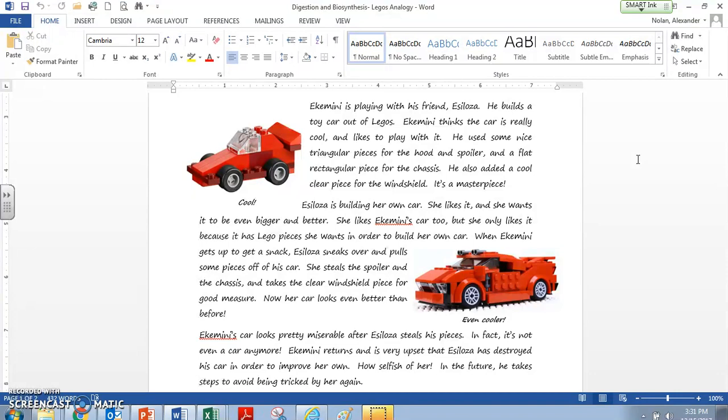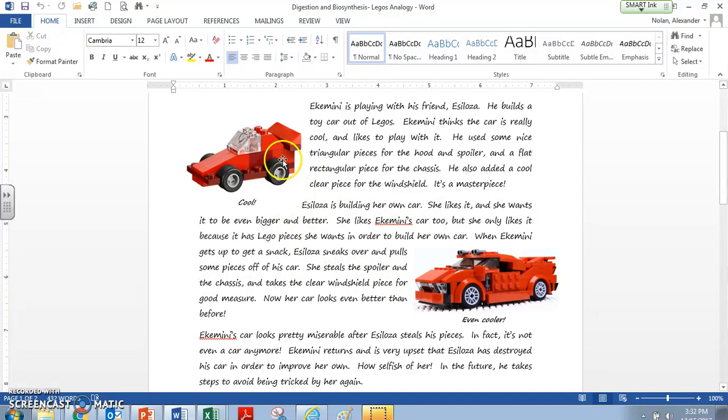Esiloza is building her own car. She likes it and she wants it to be even bigger and better. She likes Akemene's car too, but she only likes it because it has Lego pieces she wants in order to build her own car. When Akemene gets up to get a snack, Esiloza sneaks over and pulls some pieces off his car. She steals the spoiler and the chassis and takes the clear windshield piece for good measure. Now her car looks even better than before. Akemene's car looks pretty miserable after Esiloza steals his pieces. In fact, it's not even a car anymore. Akemene returns and is very upset that Esiloza has destroyed his car in order to improve her own. How selfish of her. In the future, he takes steps to avoid being tricked by her again.